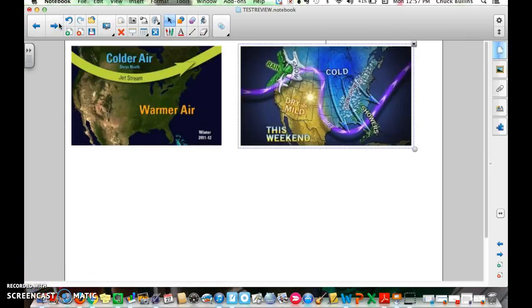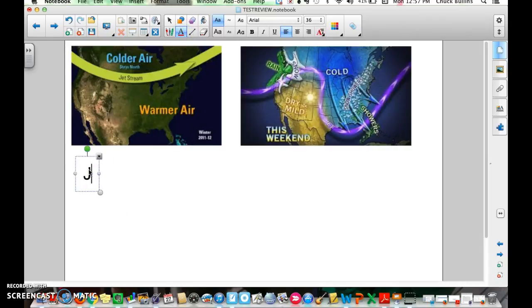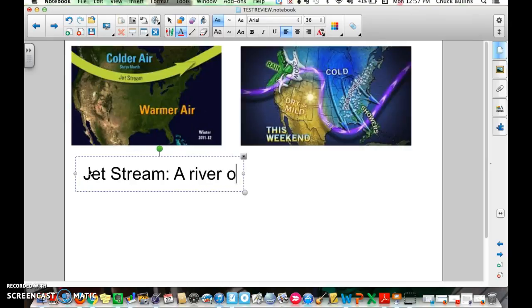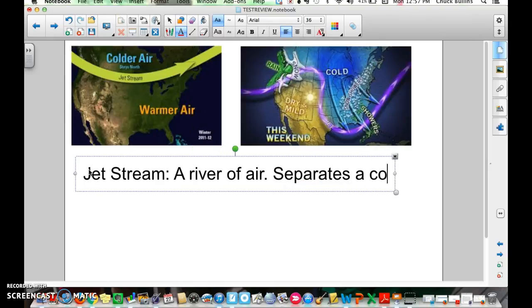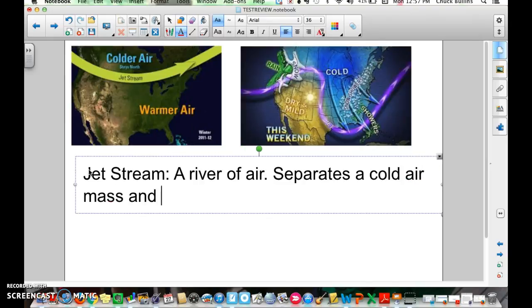Now let's move on. Here we're going to take a look at the jet stream. Now the jet stream is what they may sometimes call a river of air. I've seen it described as that very often. What a jet stream is, it is a river of air. And what it does is it separates a cold air mass and a warm air mass.